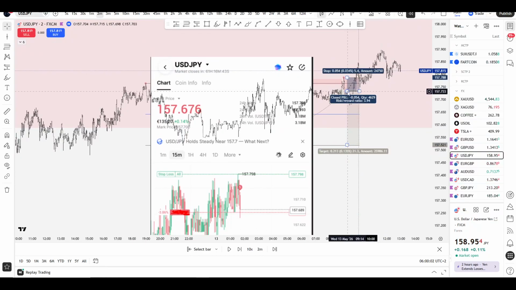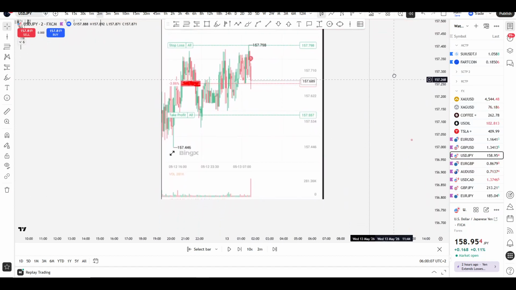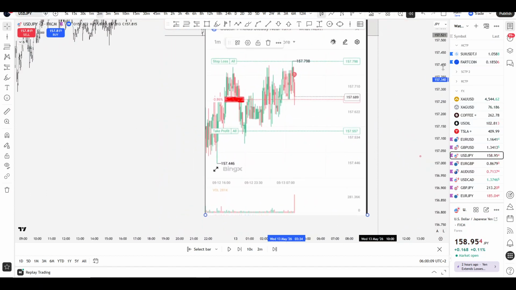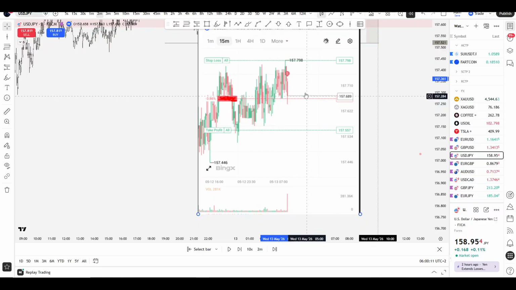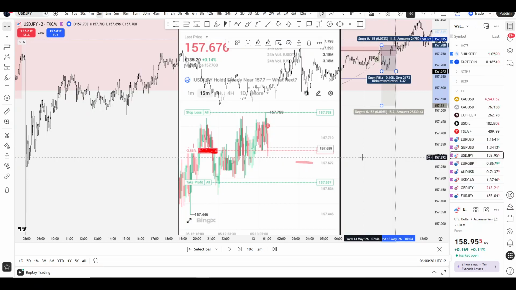I entered on the retest, so it would be right around here. But the order book was so thin, I don't know what happened. I got filled down here. So this would be the equivalent. I got filled here. Actually, it was not even a 1.5 RR anymore.